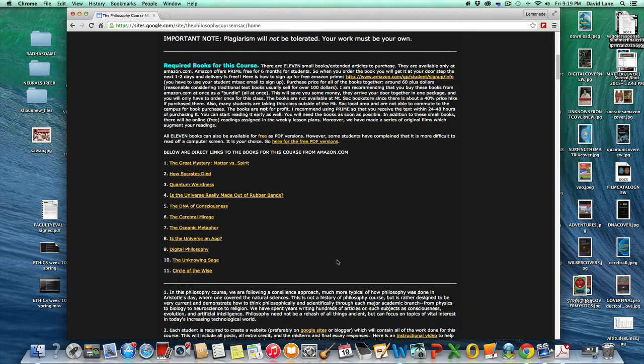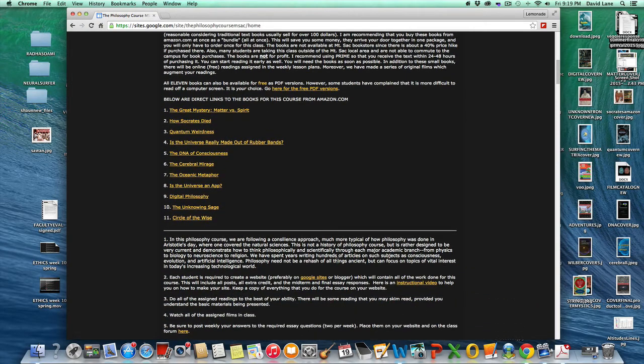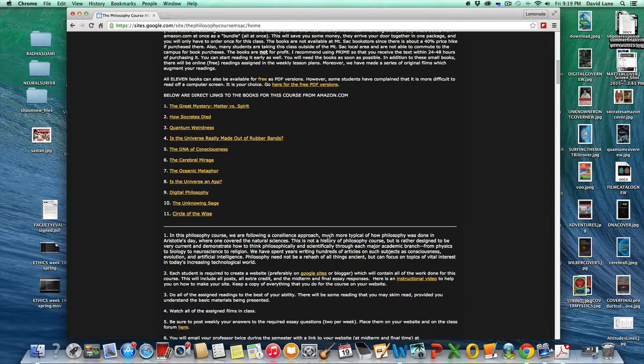The way this course is designed, it's following a consilience approach, which is much more typical of how philosophy was done in Aristotle's day, where one covered the natural sciences. This is not a history of philosophy course, but is rather designed to be very current and demonstrate how to think philosophically and scientifically through each major academic branch, from physics to biology to neuroscience to religion. We've spent years writing hundreds of articles on such subjects as consciousness, evolution, and artificial intelligence.